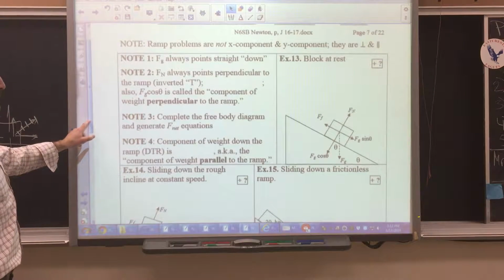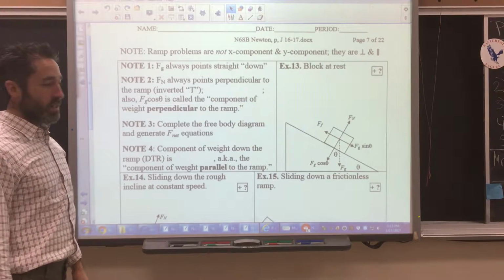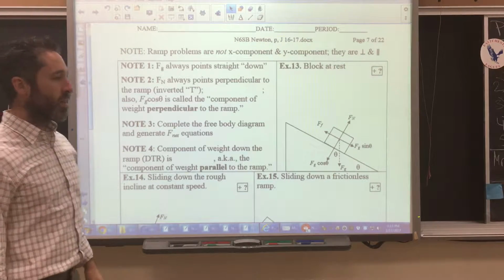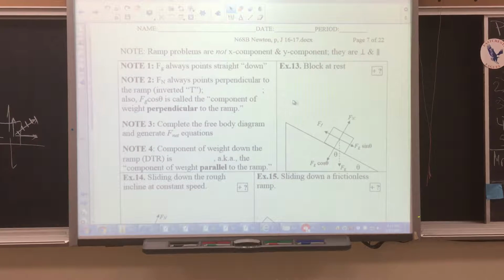All right, so on a ramp, you are no longer dealing with X and Y the way you traditionally deal with X and Y. You are now dealing with parallel and perpendicular to the ramp. In fact, one of the ways I'll show you this, let's take a little picture of this guy.